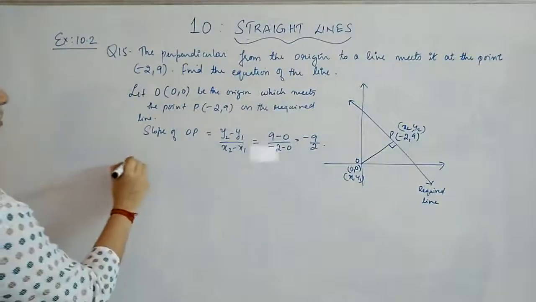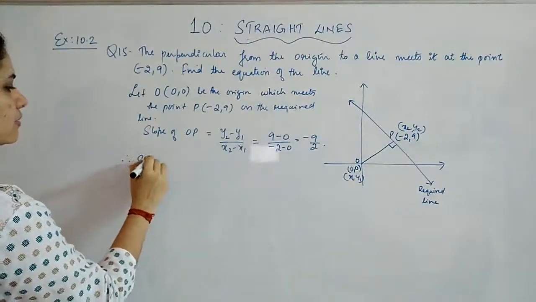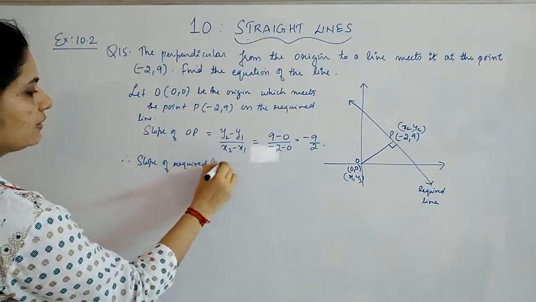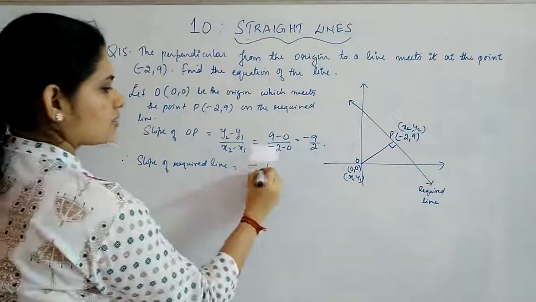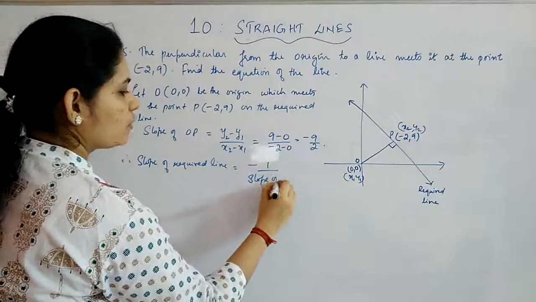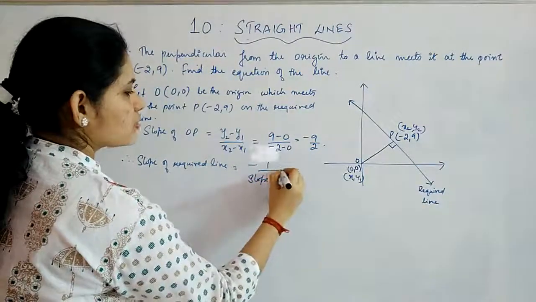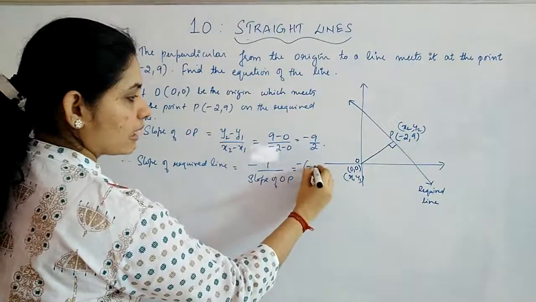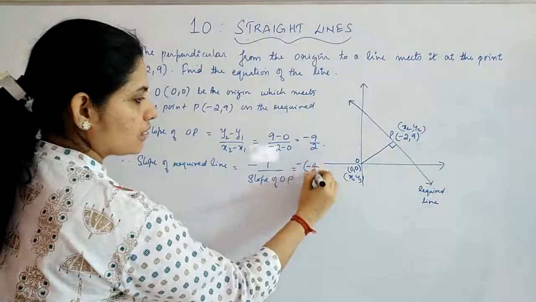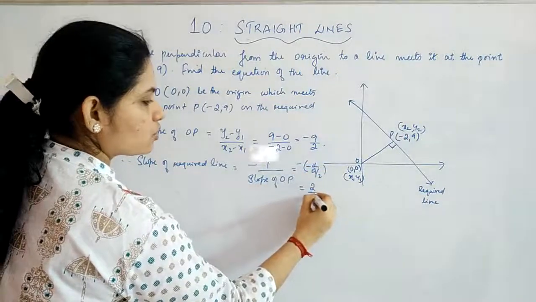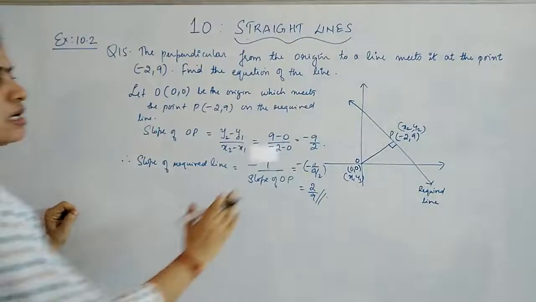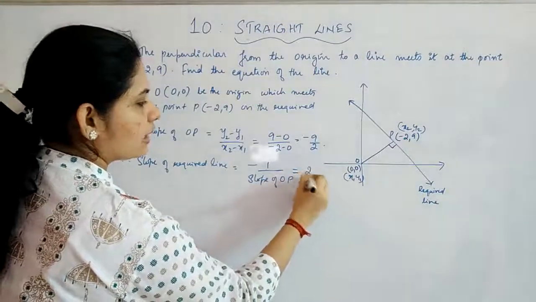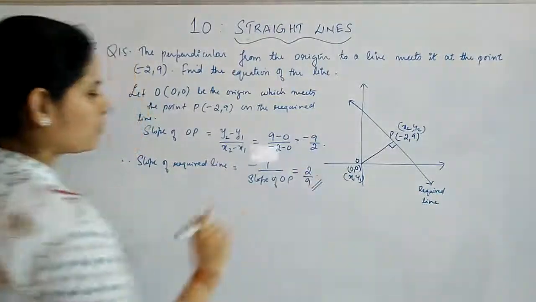Now you have to find the slope of the required line. Therefore, the slope of the required line is equal to the negative reciprocal of the slope of OP. So you get minus of 1 by 9 by 2, which is 2 by 9. So the slope is 2 by 9. So you got the slope of the required line.